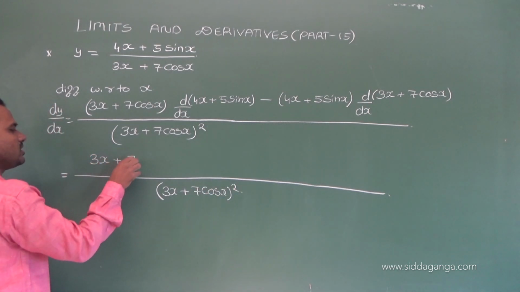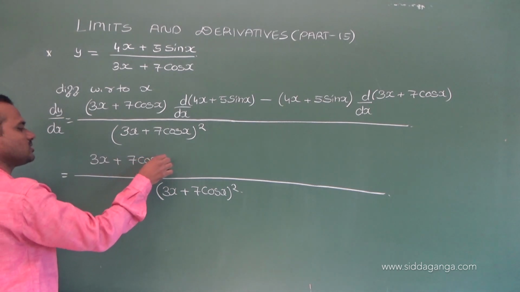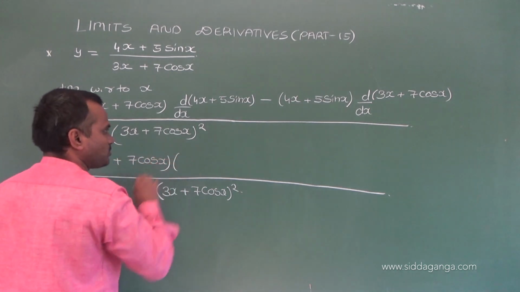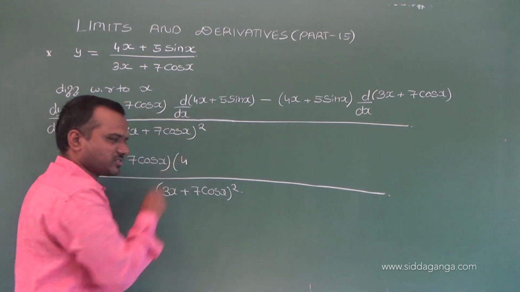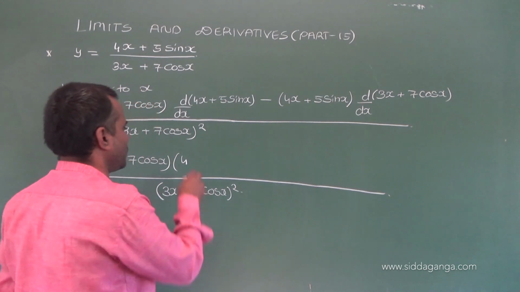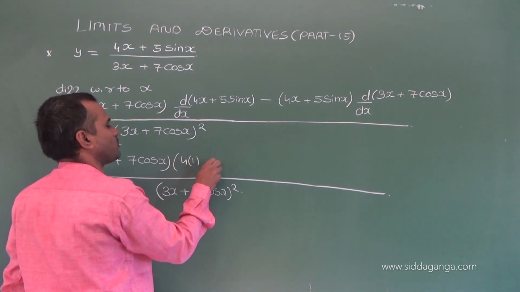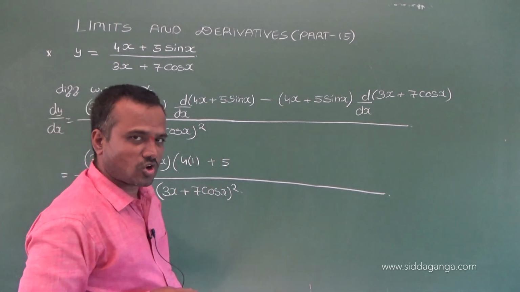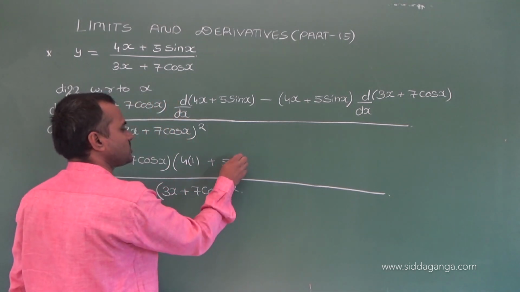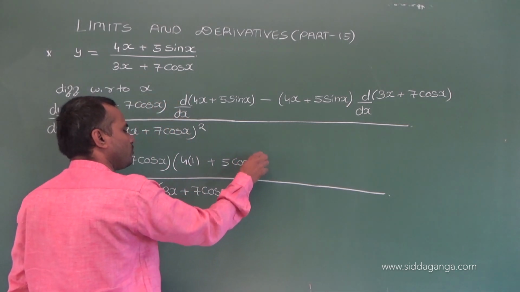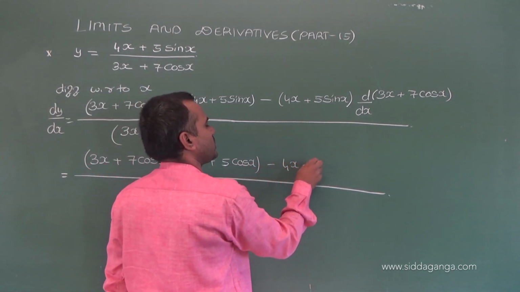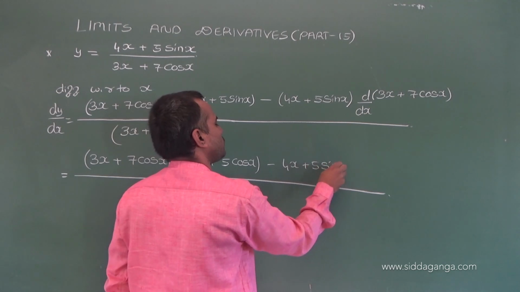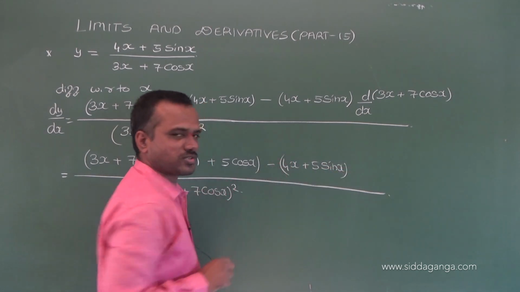3x plus 7 cos x into, observe here, for constant into function, 4 I write as it is. Derivative of x is 1. Plus 5 I write as it is, constant into function, derivative of sin x is cos x. 4 into 1 is 4. Minus 4x plus 5 sin x, we write as it is.